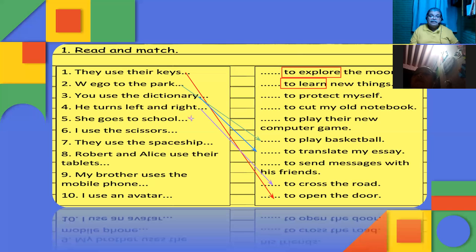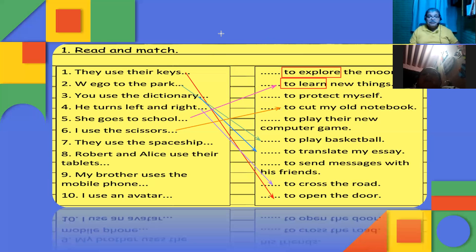To cut my old notebook? No. Por aquí arriba está. To learn the new things. Okay, muy bien. De verdad que no lo había visto. I use the scissors. ¿Para qué? To cut my old notebook. Muy bien.